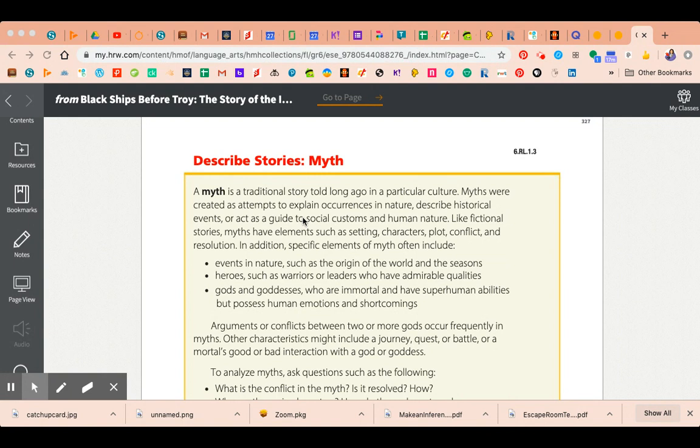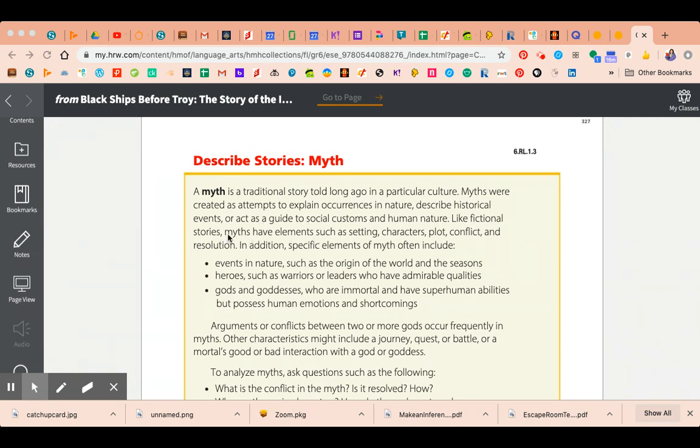Myths were created as attempts to explain occurrences in nature, such as why is it thundering? Why do the seasons change every few months? Describe historical events, or act as a guide to social customs and human nature. For example, teaching right and wrong, good versus evil, happy endings, the consequences of actions. So they would hold a lesson a lot of times.